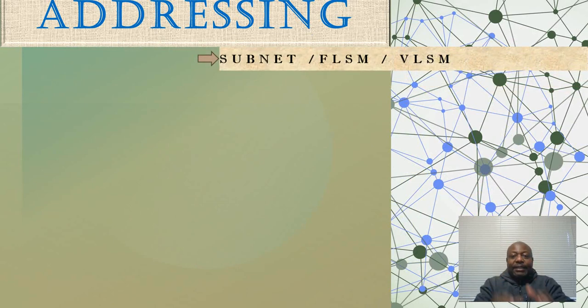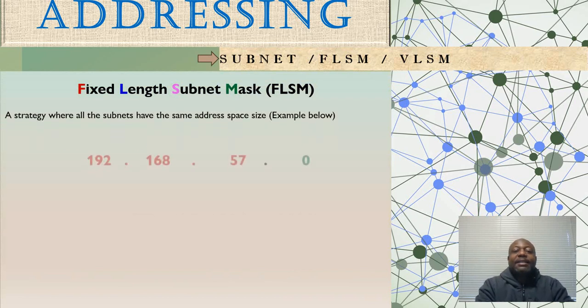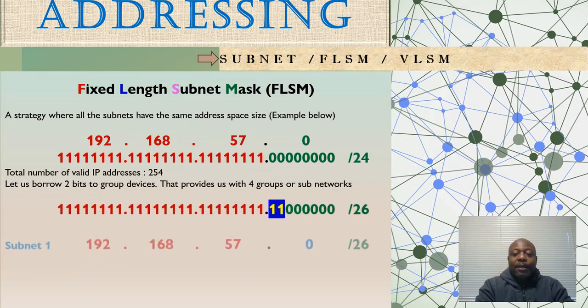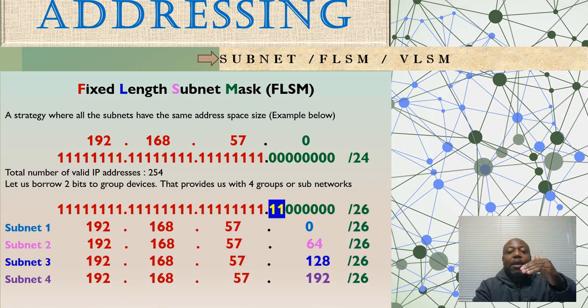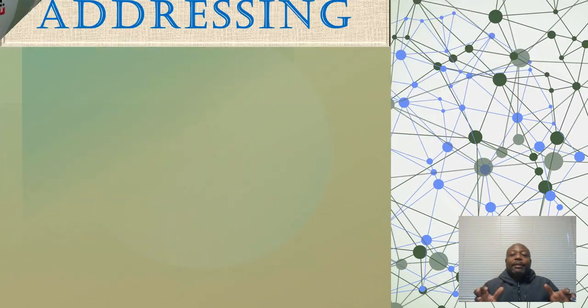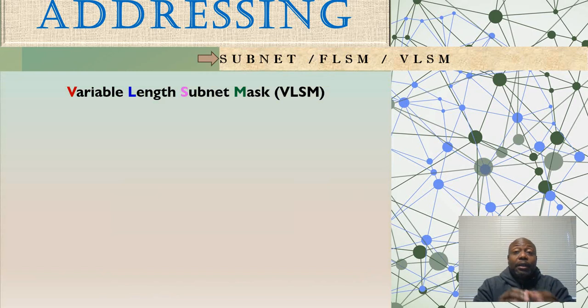If we split a network equally, we're going to use what we call the fixed length subnet mask. That's the example we had before. That is, we're just borrowing 2 bits, and it becomes consistent for all the groups that we create within that network. But it doesn't mean we can only do that. We can tweak a little bit, borrowing 1 bit here, 2 bits there, 3 bits there. But it has to be done very accurately. That's what we're going to call the variable length subnet mask.